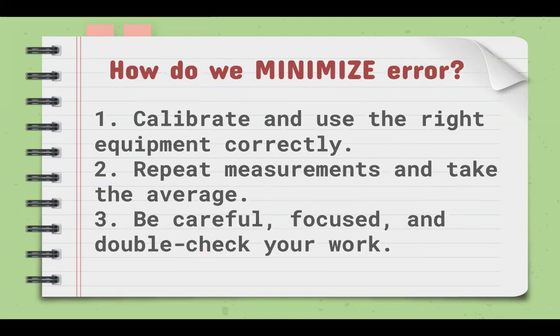All right, so how do we minimize the error? We just follow the following steps. We have to calibrate correctly, meaning we have to start at 0 if needed, and repeat the measurements, at least 3 trials minimum. And of course, in the laboratory, you have to be careful, you have to be focused, and always double check your work. Always work in pairs, right?